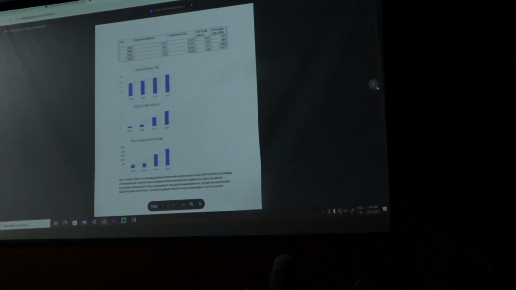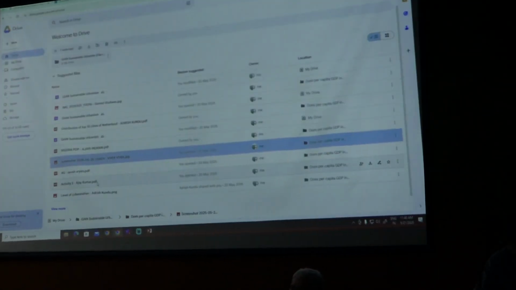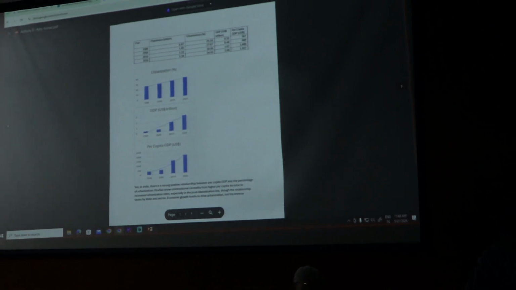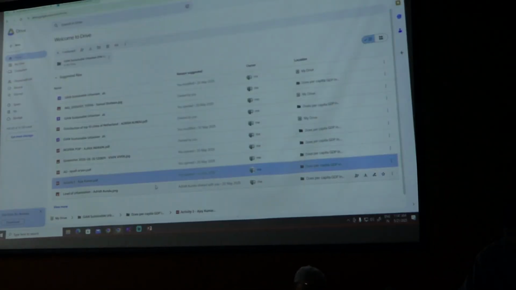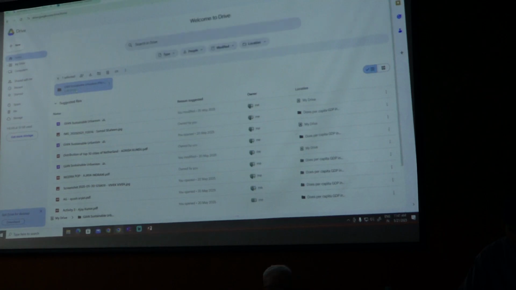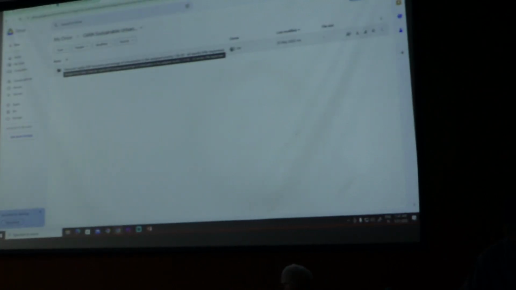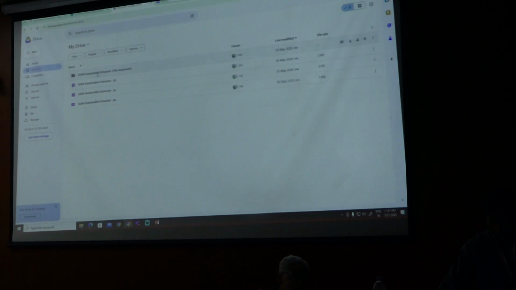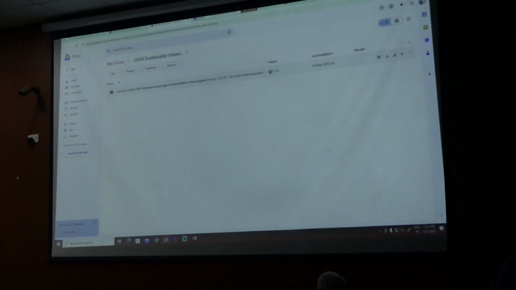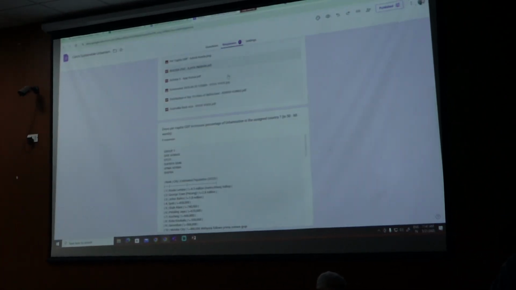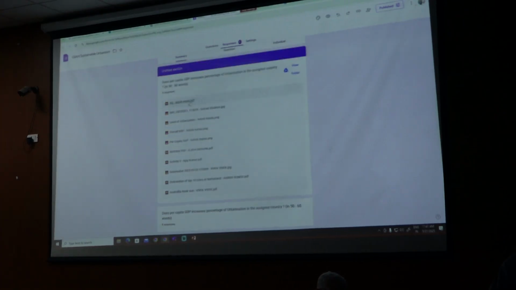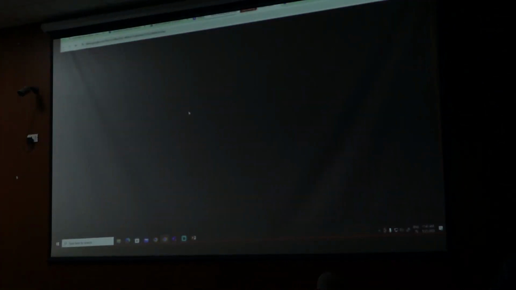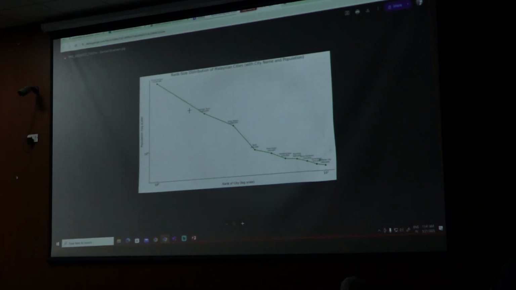Okay, whose graphs are these? Which country is this? So this is Malaysia. Which group is Malaysia? Okay, can someone present? Can you talk about what you're finding here?